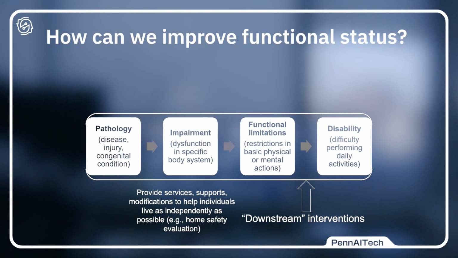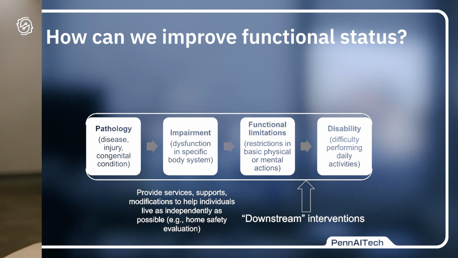And second, you can imagine a downstream intervention that's focused more on providing services and supports to help individuals adapt to and cope with functional impairment. An example of a downstream intervention might be having an occupational therapist come to an older adult's home to do a home safety evaluation, and then to make recommendations to adapt the environment to help an older adult function more independently in their home. For example, installing grab bars, bringing a shower chair, and so forth.